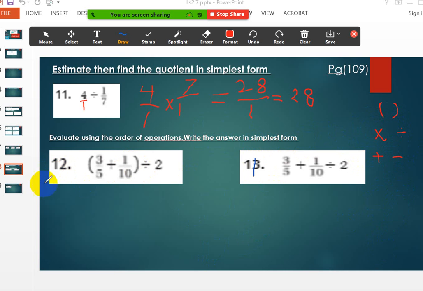So let's start with number 12. I will solve it for you, so I will start with parentheses. This is the first thing. Okay? Look, you have to start operations from left to right. Okay, girls? So the operation between parentheses is addition between two fractions.